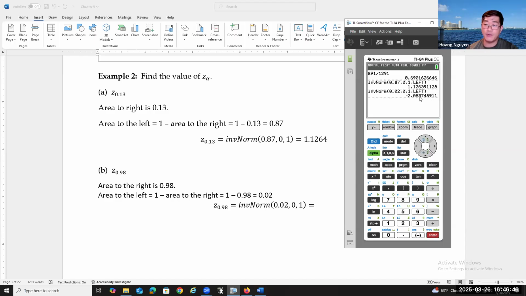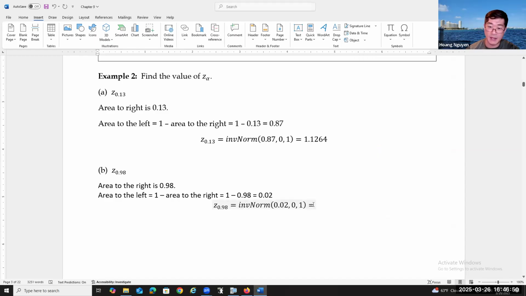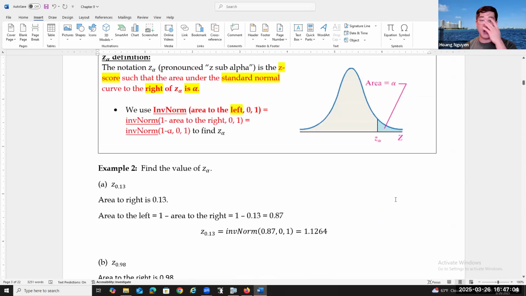Negative 2.0537. So that's how we find Z sub alpha. Okay, so that's the general definition. Z sub alpha is the critical value of the standard normal distribution such that the area to the right is alpha.